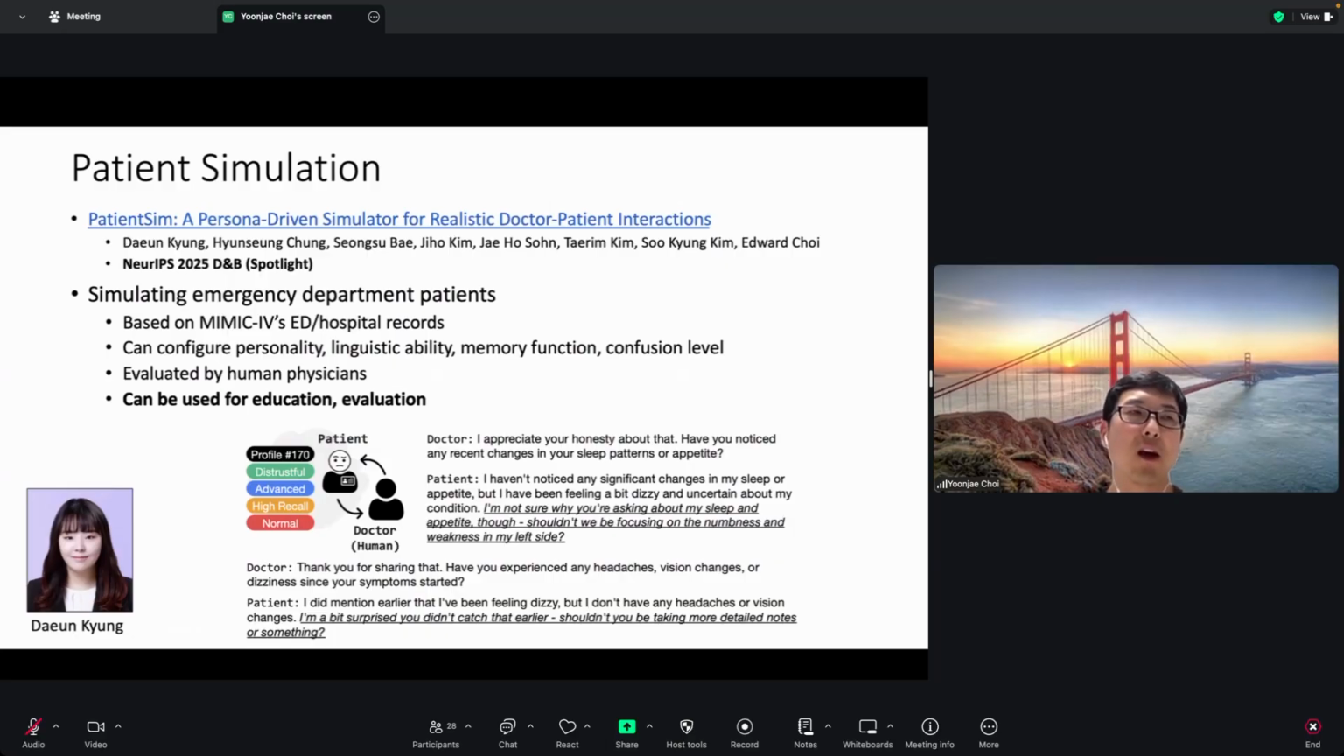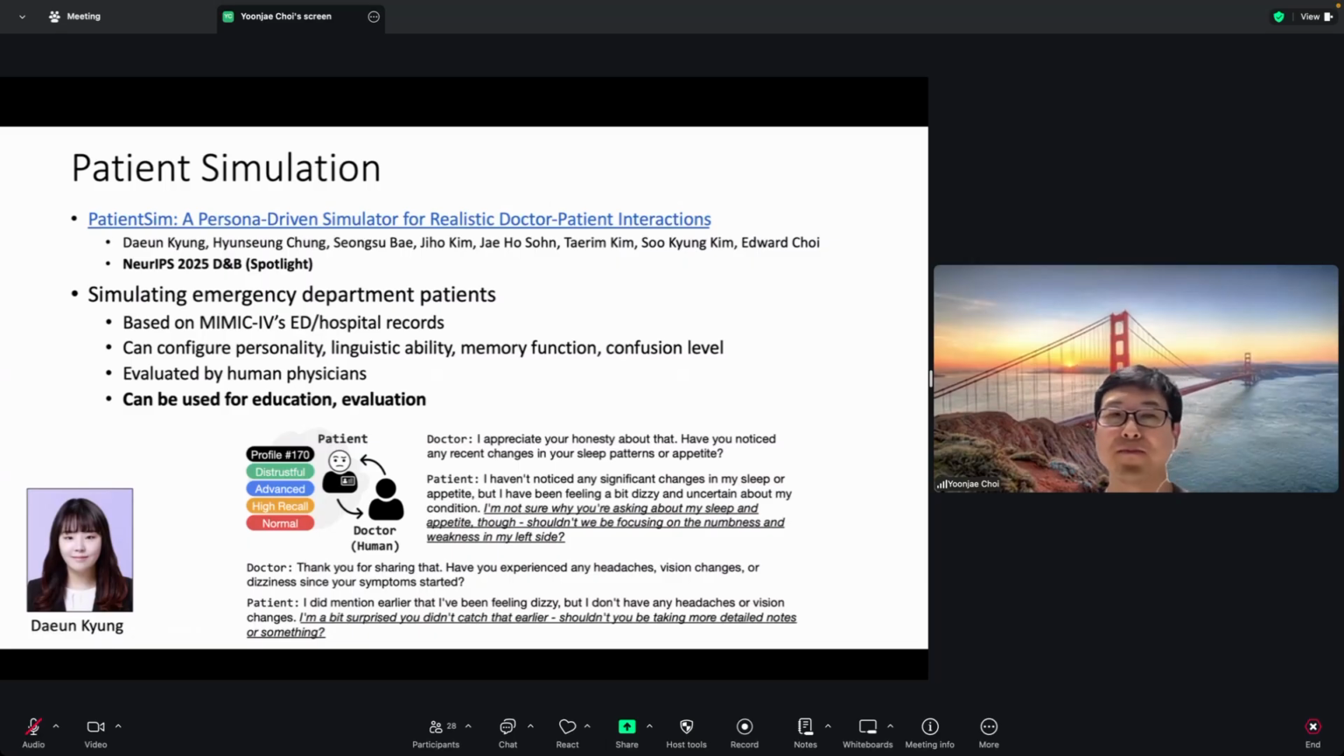But then if we want to develop that AI, we need to be able to evaluate it, and that's where the patient simulator comes in. So for example, if you have a certain profile with a certain personality, certain linguistic capacity, and certain memory function, then hopefully it can interact with the LLM doctor according to the persona. So if it's a distrustful persona, it's constantly questioning: why are you asking me that? Or why did you not know that before? That was our hypothesis.